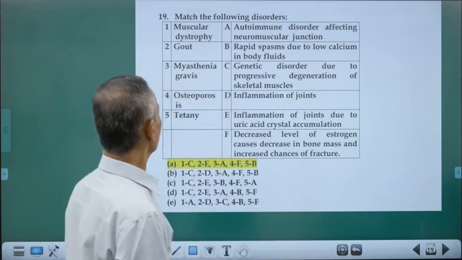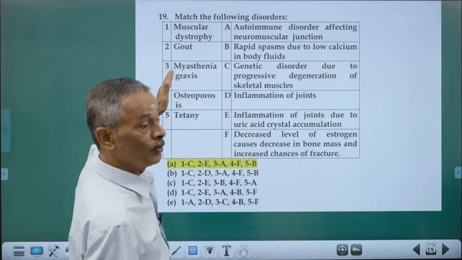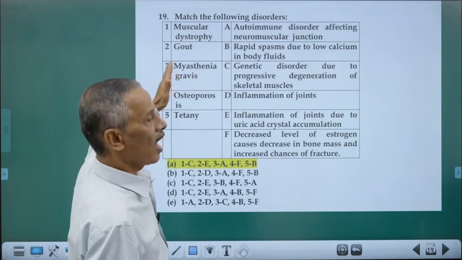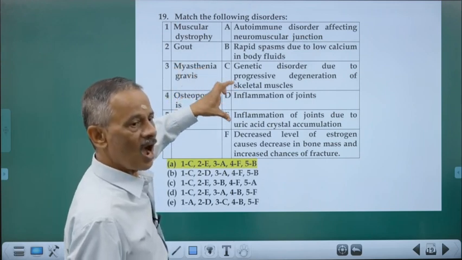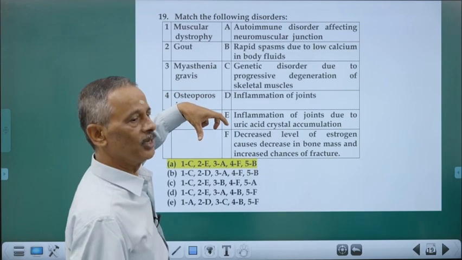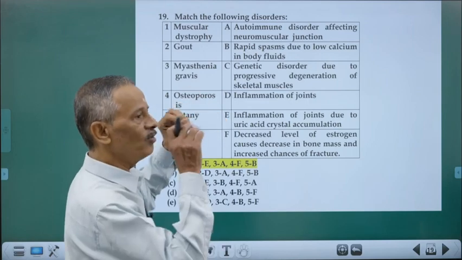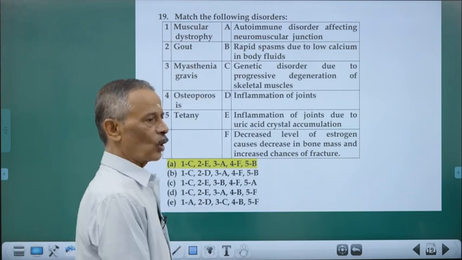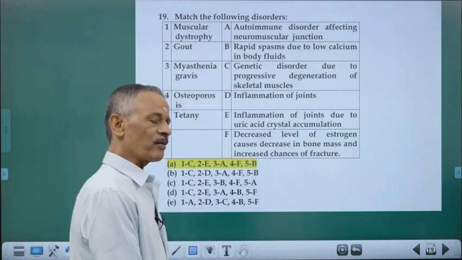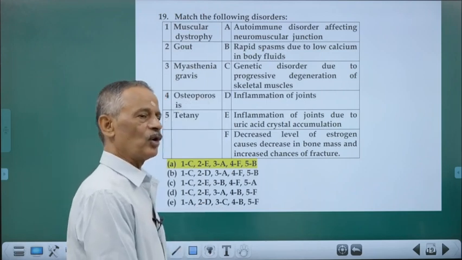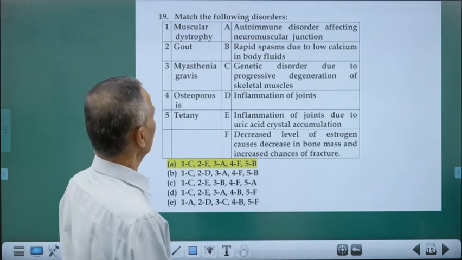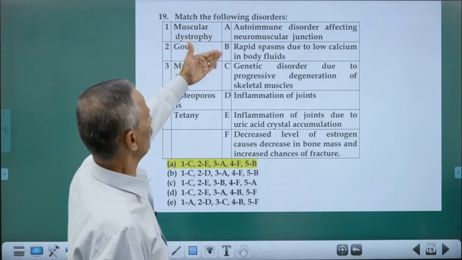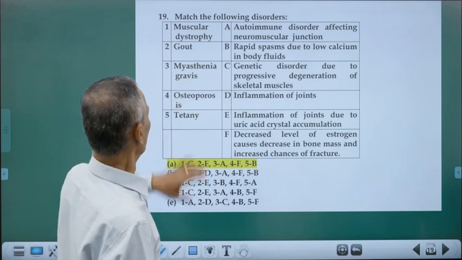Myasthenia gravis is an autoimmune disease. Our own antibodies attack the receptors, and they are destroyed, and our muscle will not respond to the neural signal. It is an autoimmune disorder at the neuromuscular junction.